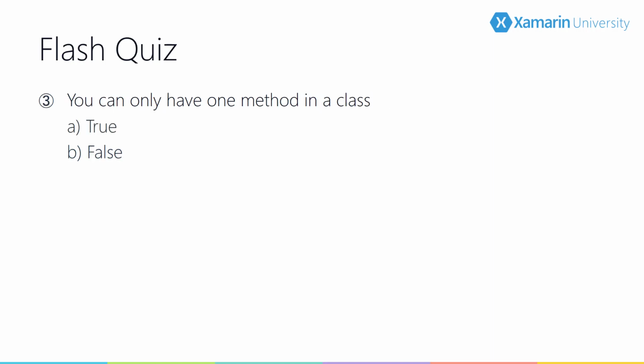And question number 3, you can only have one method in a class. Is that true or false? And the answer here is false. Although we didn't really talk about that specifically, I showed examples of multiple methods for a class. That would be the way that you would have figured that out.